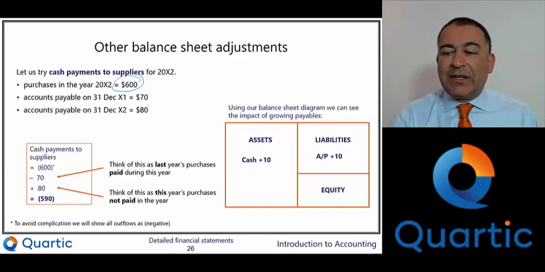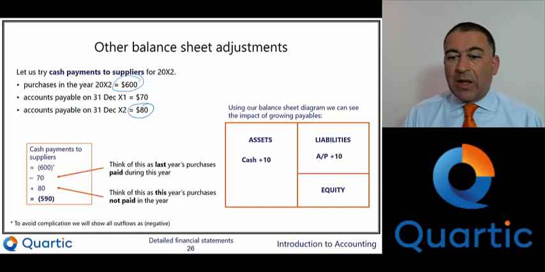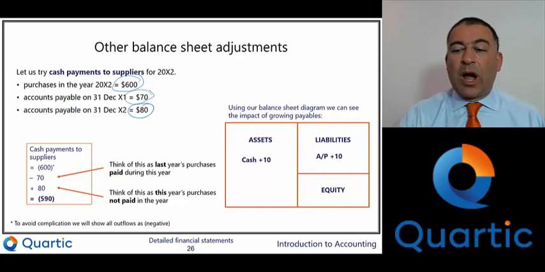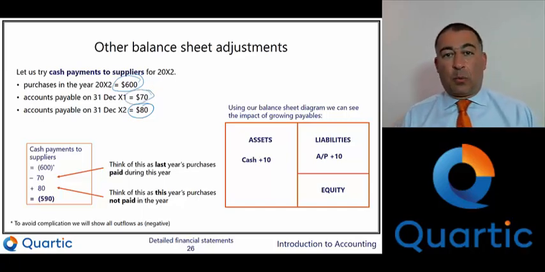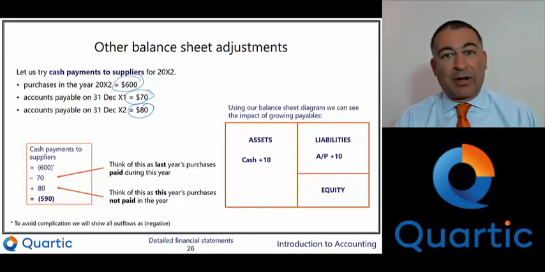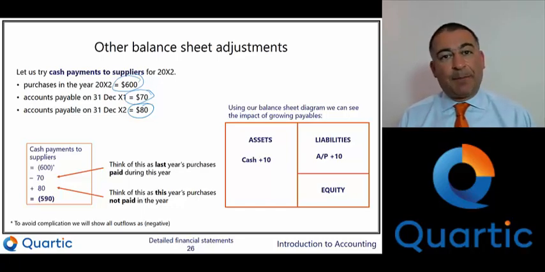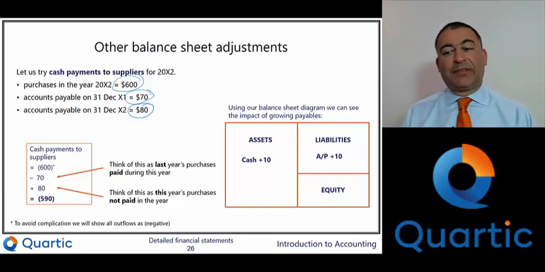The amount at the end of the year of 80, we didn't pay. We haven't yet paid that. So that's a positive cash impact. But the 70 that we owed last year, we have to say we did pay. So last year's payables we have now paid. They're not going to let us hold on to the money for more than a year. So we paid that 70. We didn't pay 80 of the 600.